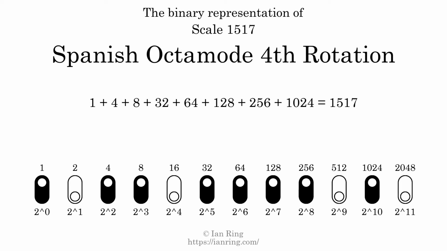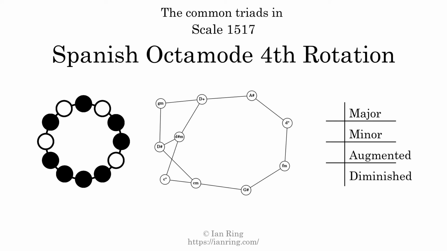1517. The scale number not only enumerates the scale with a unique index, but it also literally describes the tonal content of the scale. Represented as a binary number in base 2, the scale number is 01011110101. Here are the common triads present in this scale.